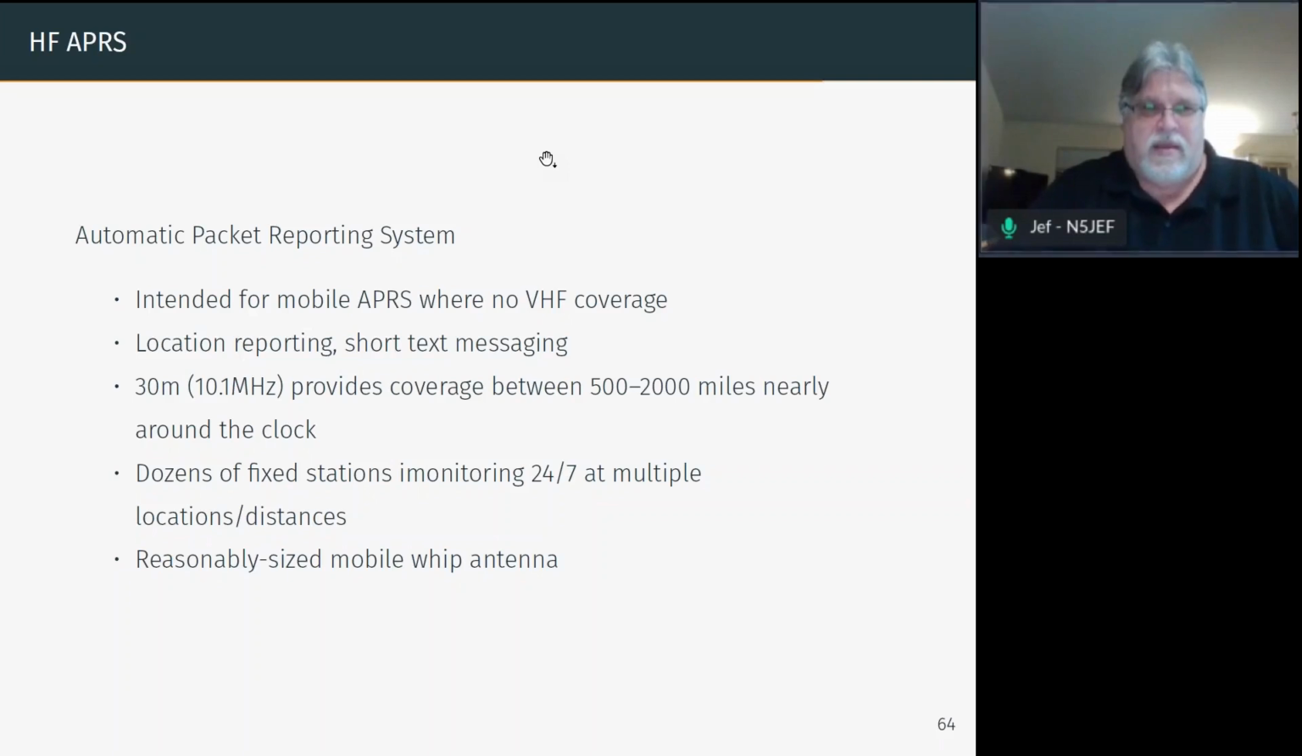But the similar system exists on 30 meters, 10 megahertz, where rather than trying to reach a repeater which is within less than 50 miles from you, you're actually intending to reach stations, repeaters is not the right word, that are 500 to 2,000 miles away. And you can do remote positioning and other packet communications. Again, another example of digital reporting.